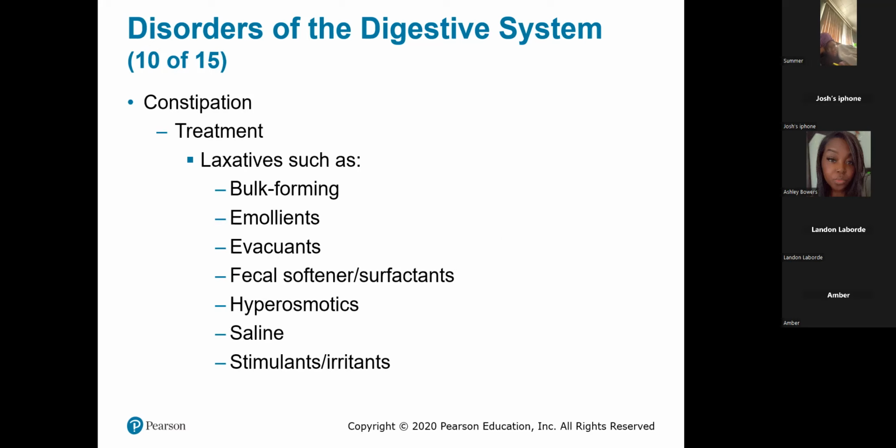So treatments for constipation would include laxatives such as bulk forming laxatives, emollient laxatives. We have evacuants. There are fecal softeners and surfactants to help with the, I guess, hardness, if you will. And I apologize. I know this is not the most lovely of topics. We also have hyperosmotics. Those work by pulling water into the colon, which will then assist with the passing of the stool. Saline and stimulants or irritants.